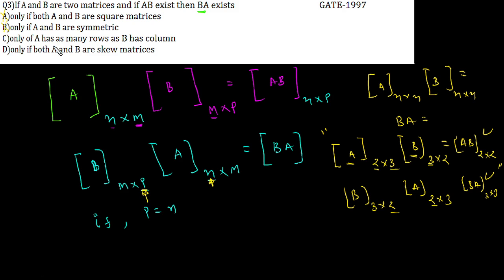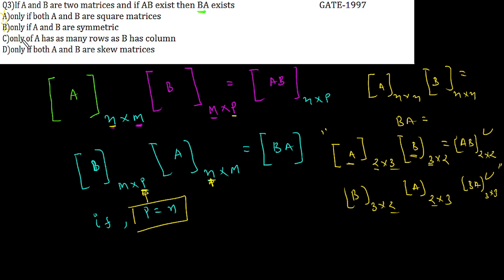Option C says only if A has as many rows. Okay, here A has as many rows as B has columns. So now this is the case, because we have found that in order for BA to exist, p and n must be the same. So here n is nothing but the number of rows of this A matrix, and p is the number of columns of B matrix. So that is what they are saying in option C.